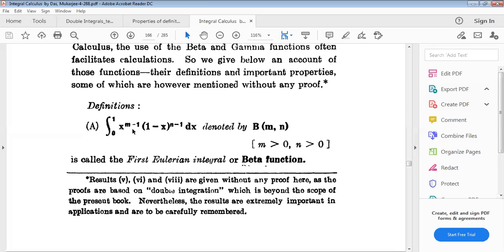But here the constants m and n, maybe p, q, or l, m, constants may be changed. This is why this will be beta mn. Beta mn. Remember it. m always greater than 0 and n also greater than 0. This is the definition of beta mn.